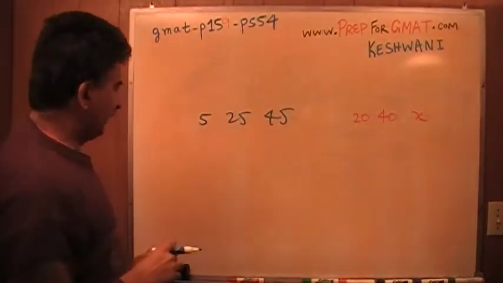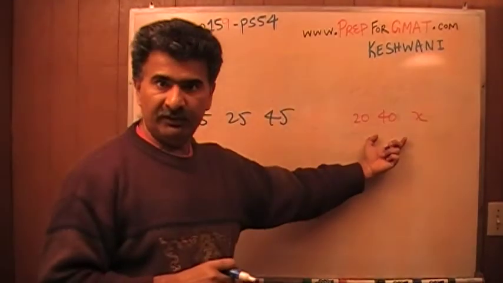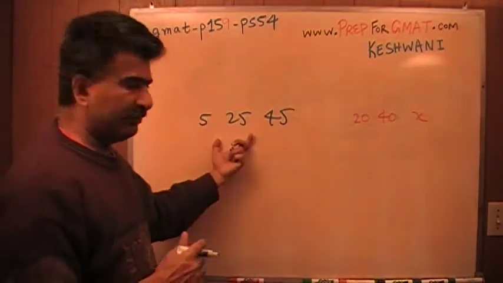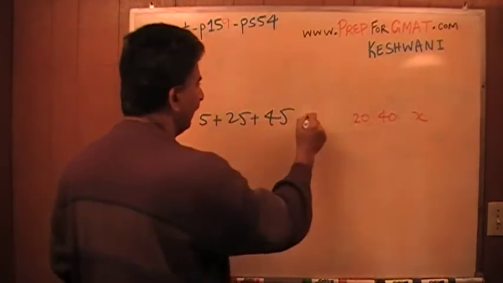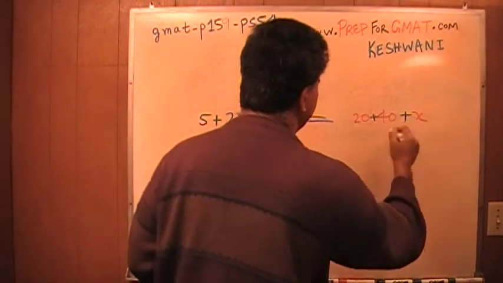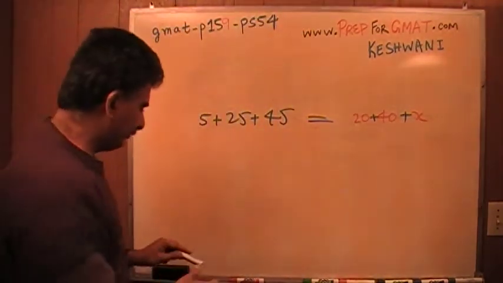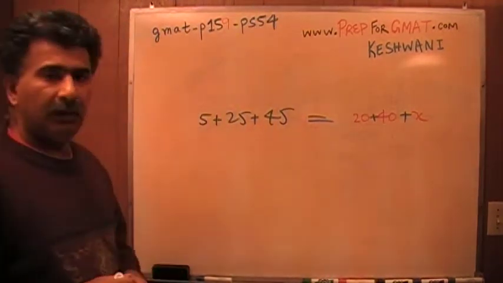So now the average of these three numbers has to be the same as the average of these three numbers, which means the sum of these three numbers has to equal the sum of these three numbers. The sum, S-U-M, sum. That's it. I want to solve for X.